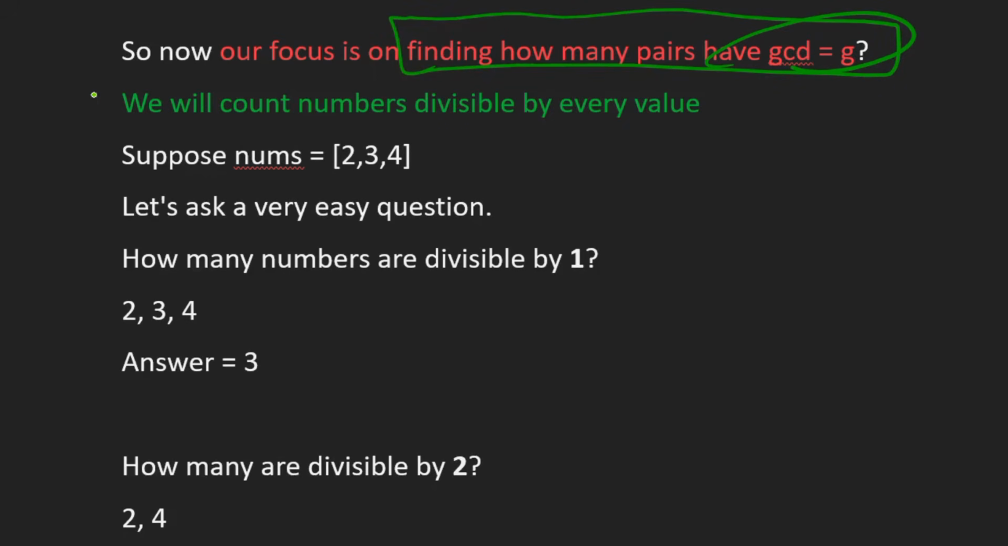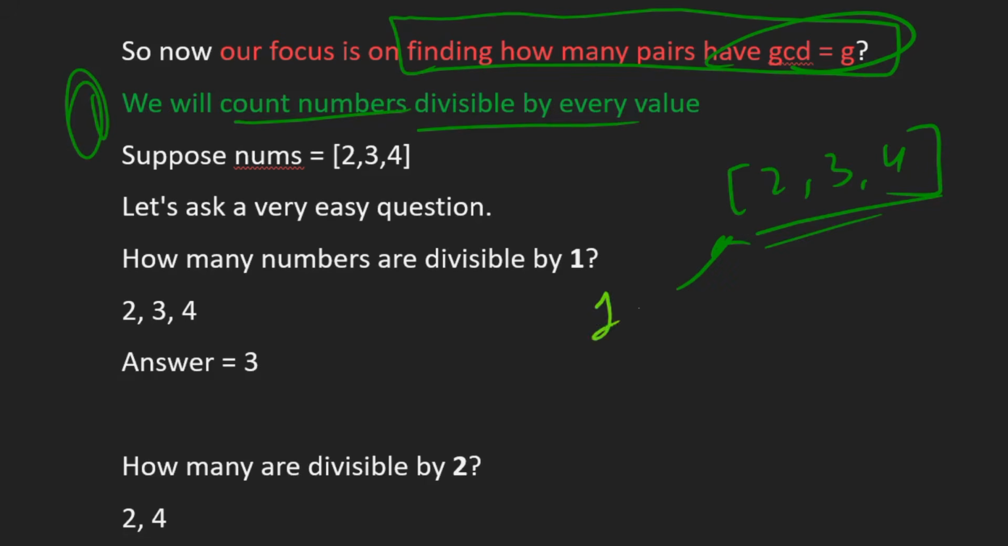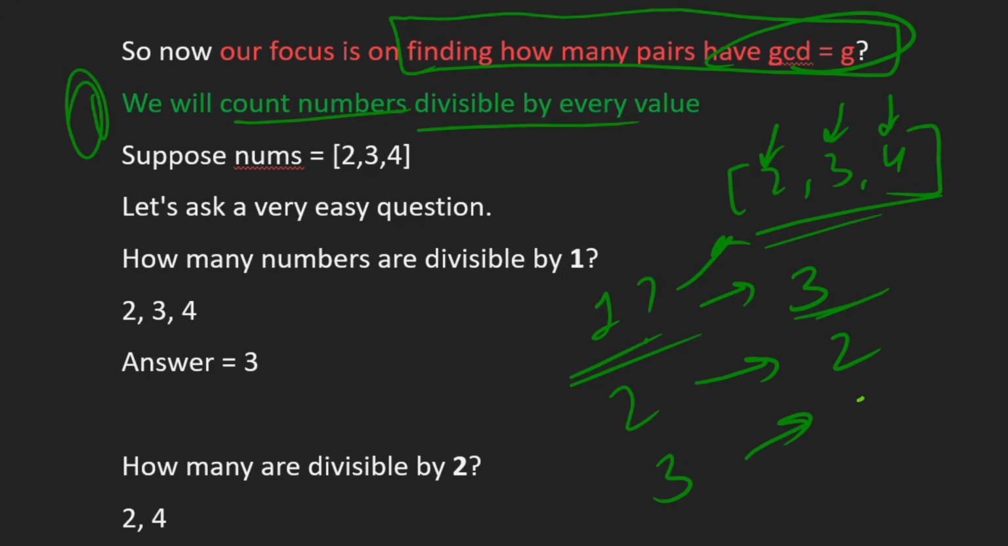For this, the first thing we'll do is count the numbers divisible by every value. Suppose we have the nums array as 2, 3, 4. How many numbers are divisible by 1? 2, 3 and 4 are all divisible, so all 3 numbers. How many are divisible by 2? 2 and 4, so 2. How many are divisible by 3? 1. How many are divisible by 4? 1.